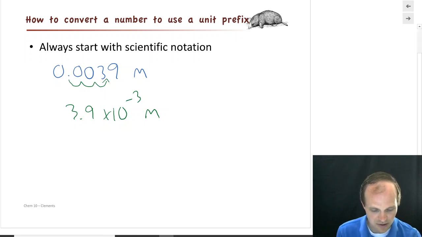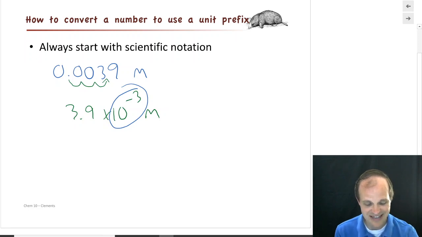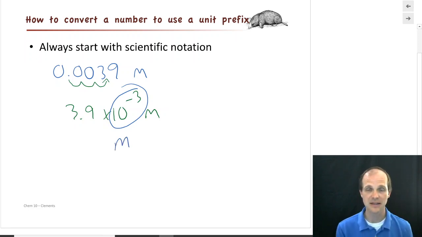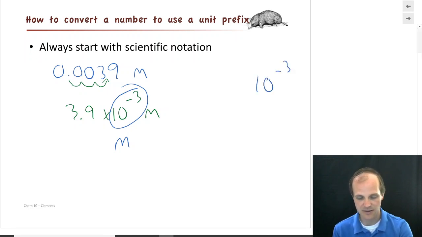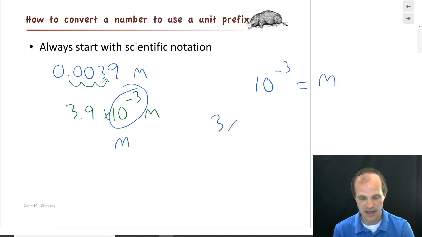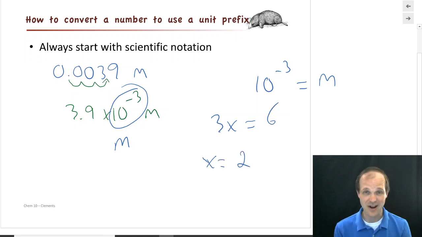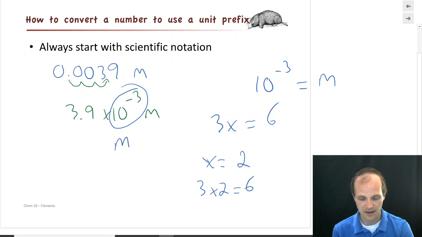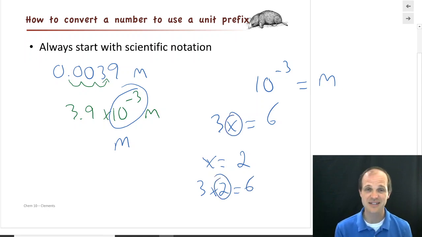Well, what do we know? We know that 10 to the minus third is exactly the same thing as milli. They are entirely equivalent. So everywhere I write 10 to the minus third, I could also write milli. It's just like if you had 3x equals 6 and you knew that x equals 2, right? It means I could write x or I could write 2 and it would be fine. I could write 3 times 2 equals 6. So I can write x or I could write 2 and it's the exact same problem.